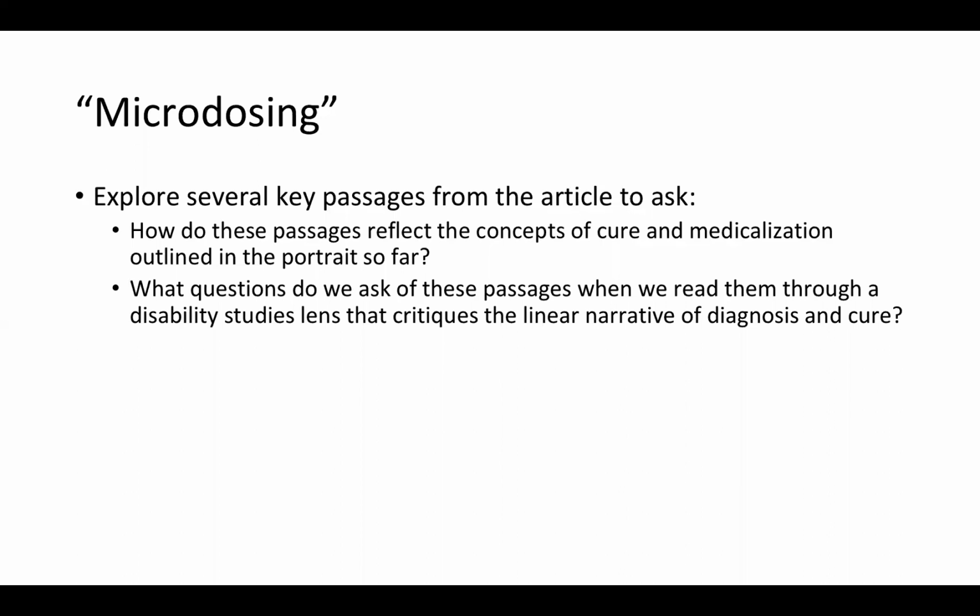We're going to put some passages up, with page numbers, because we're going to spend time with the text, respect the first-person account here, and draw your attention to specific textual passages. How do these passages reflect the concepts of cure and medicalization outlined in the portrait so far? And what questions do we ask of these passages when we read them through a disability studies lens that is critical of diagnosis and cure? So we push the next one, please.